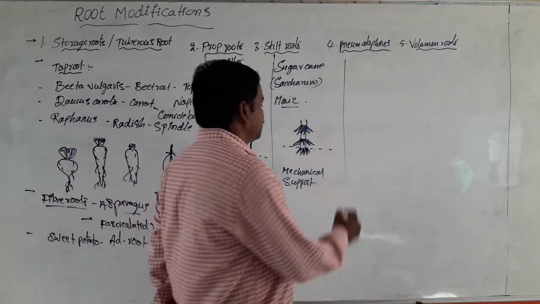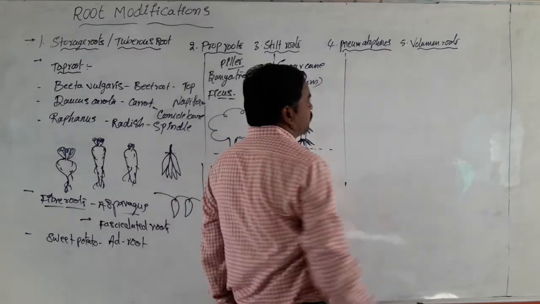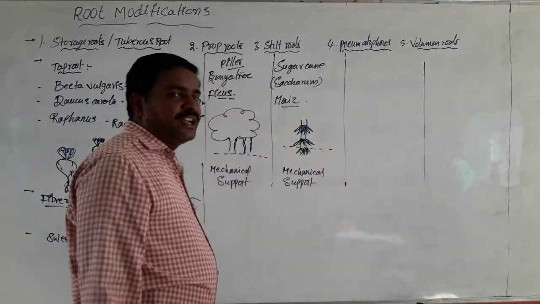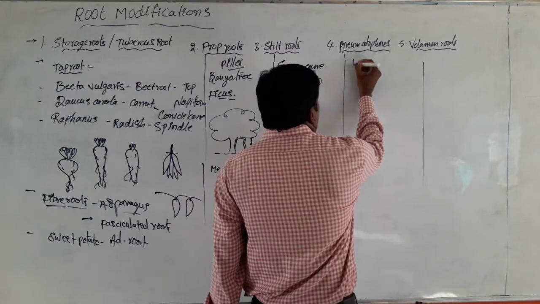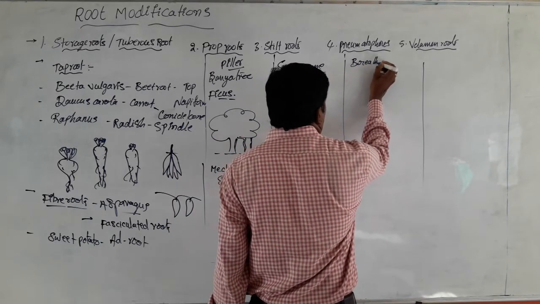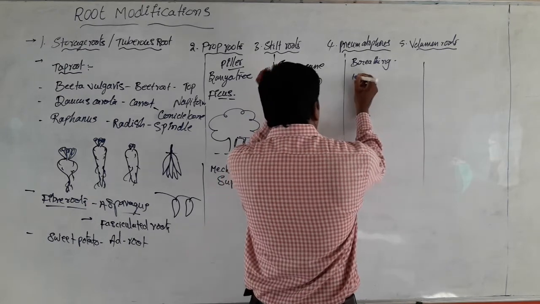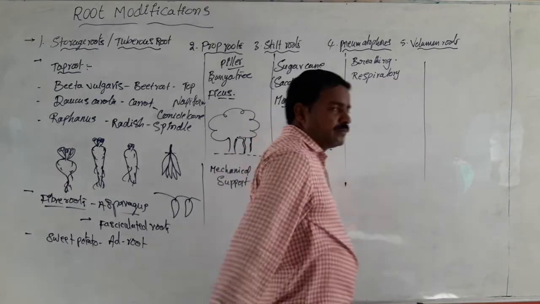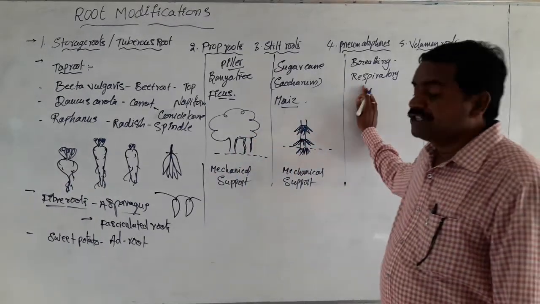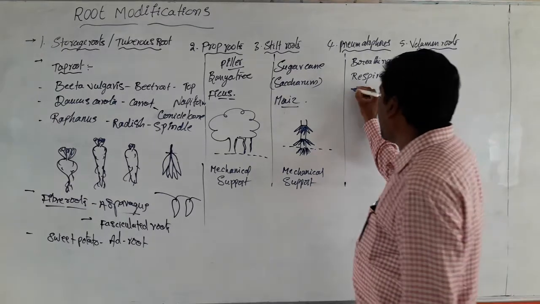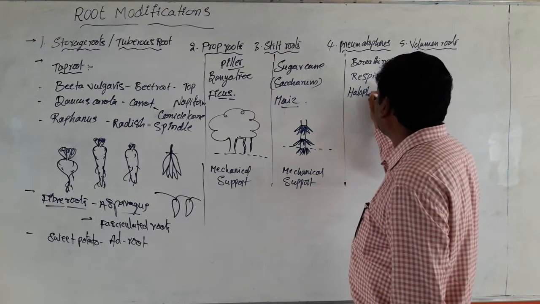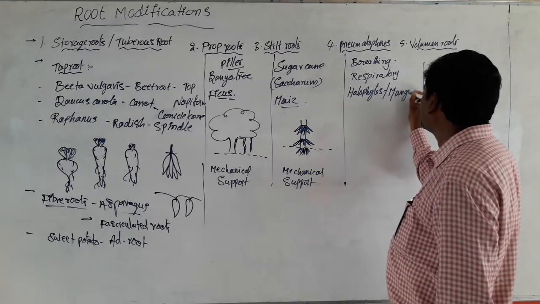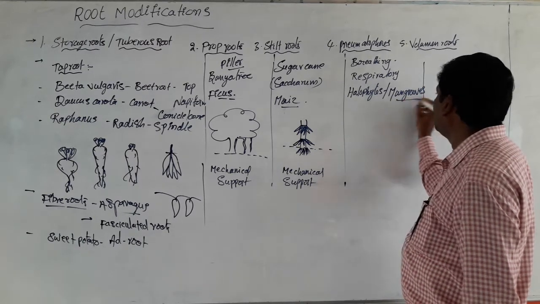Examples are sugarcane and saffron. Now coming to another one, pneumatophores. Very important. Students, these pneumatophores are also called breathing roots or respiratory roots. Generally, these pneumatophores are present in halophytes. These halophytes are also called mangroves.